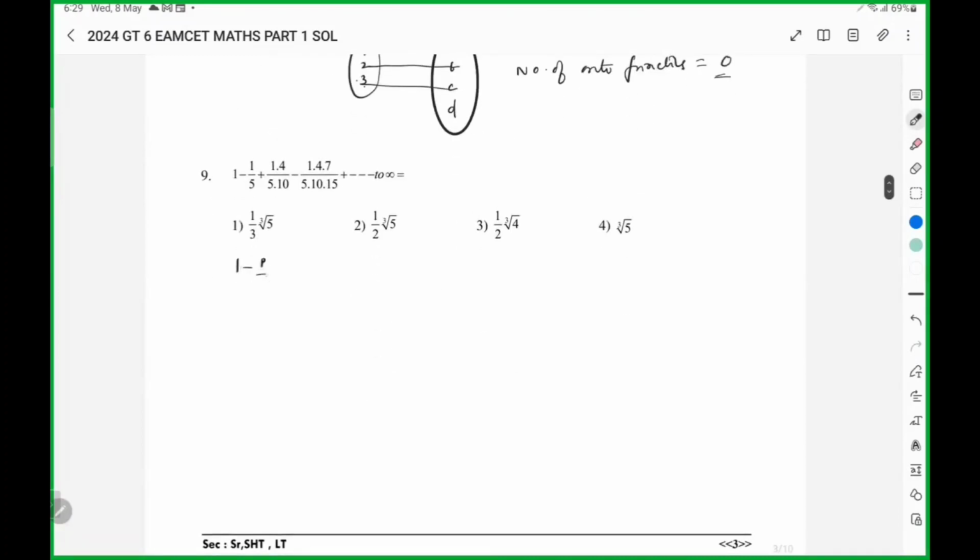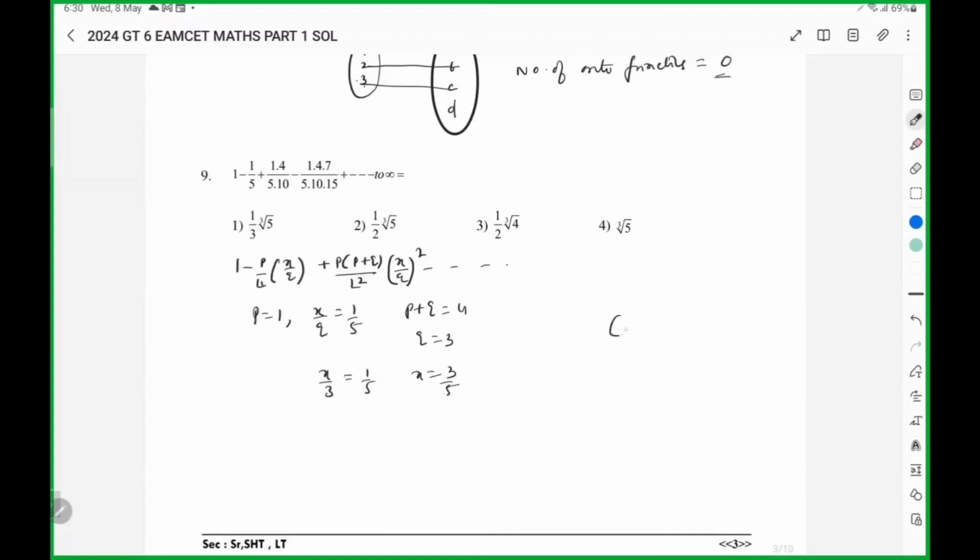This we compare with 1 plus P times (P plus Q) by factorial 2 times (x by q) whole square, like this. x by q is 1 by 5. P plus q is 4, q is 3. So x becomes 3 by 5. Final answer is (minus p by q), 2 by 5 power minus 1 by 3.